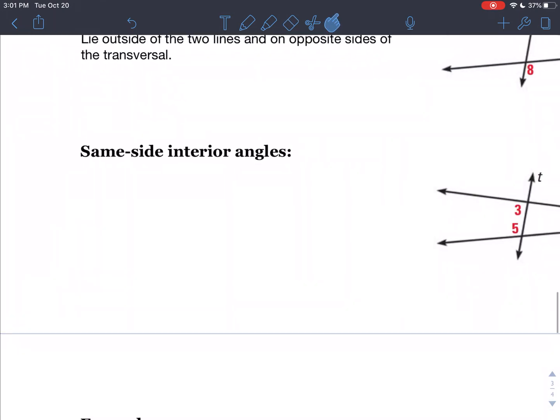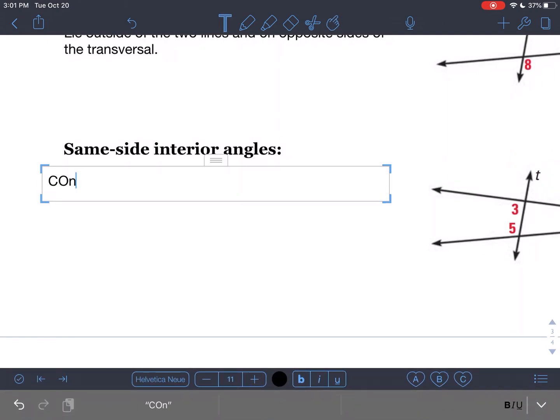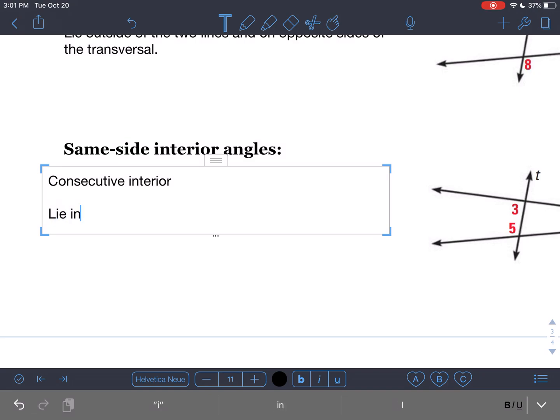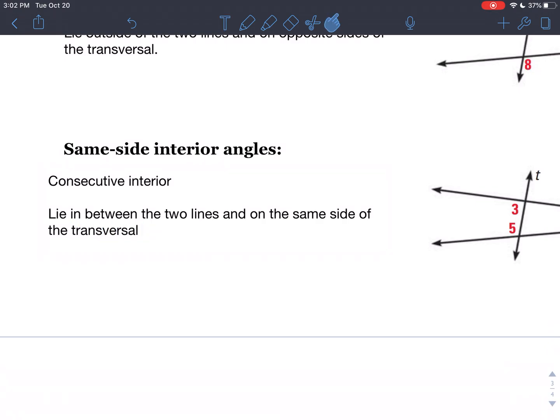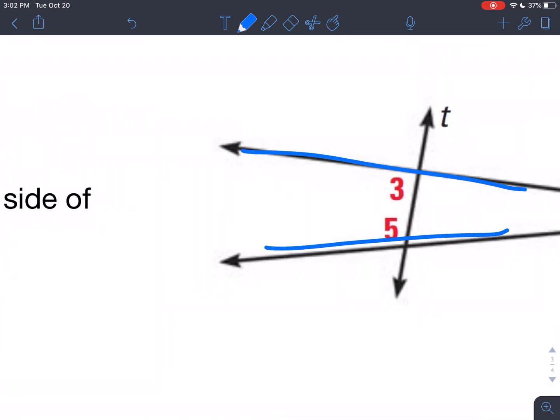Finally, we have angles called same side interior. These are also known as consecutive interior. I think your book references them, calls them consecutive interior angles. They mean the same thing, same side interior or consecutive interior. And these types of angles lie in between the two lines and, like their name, same side, on the same side of the transversal. So they're in between these two lines, and these ones are both on the left-hand side of this transversal. So they're same side interior angles.